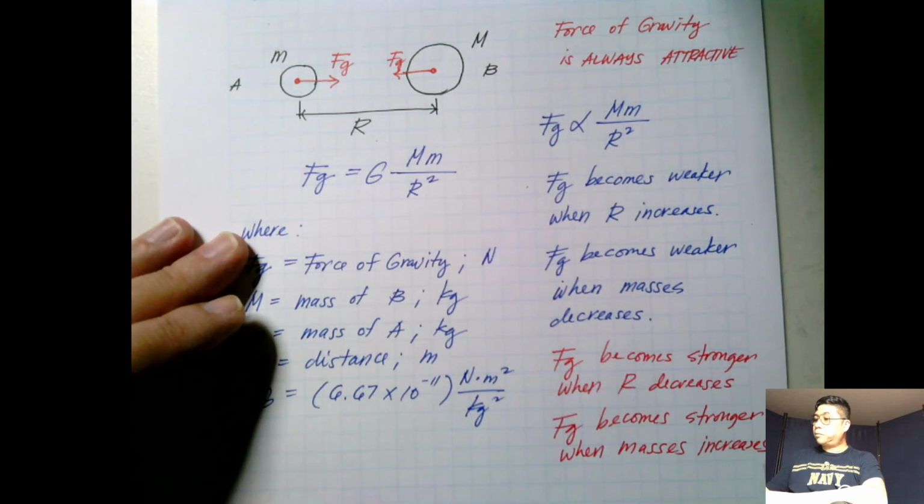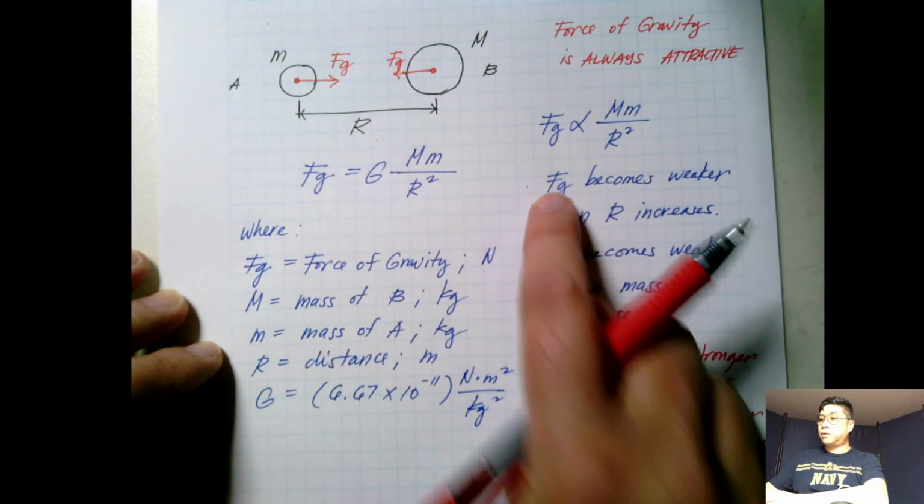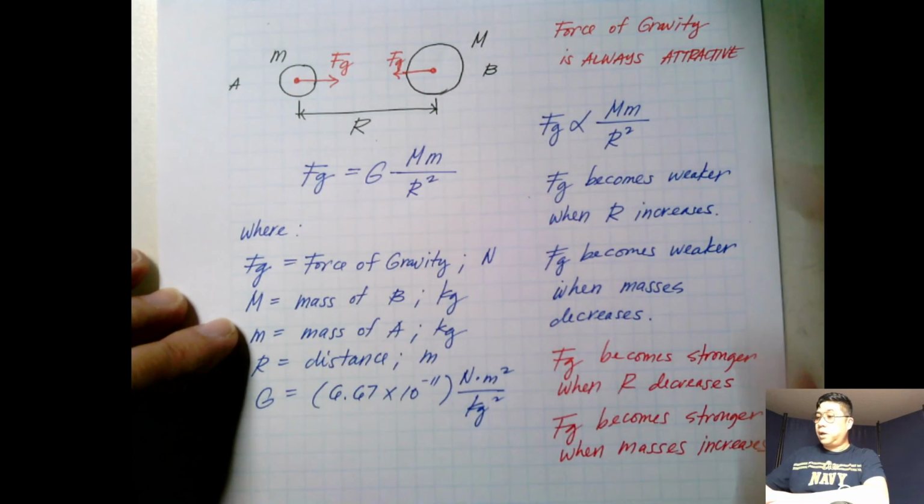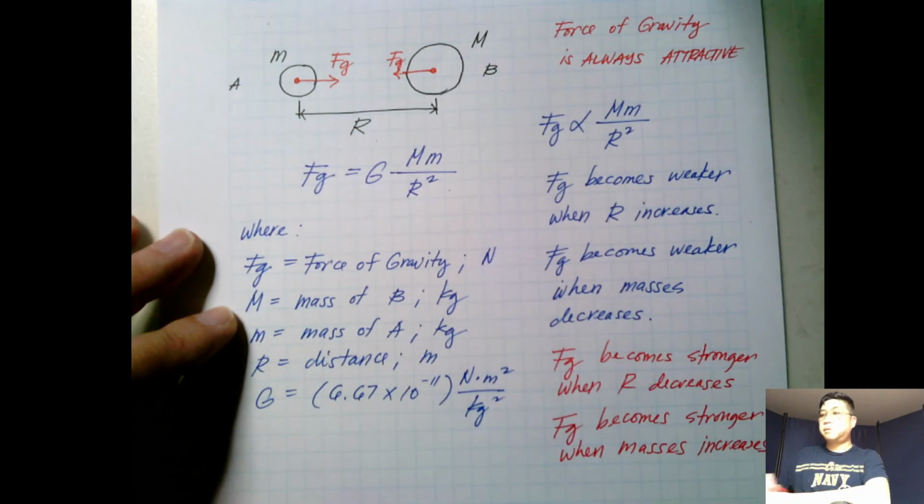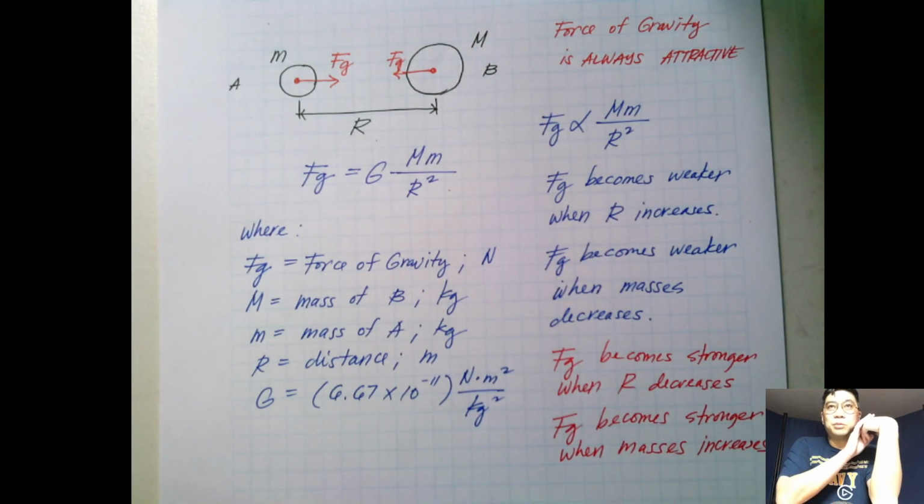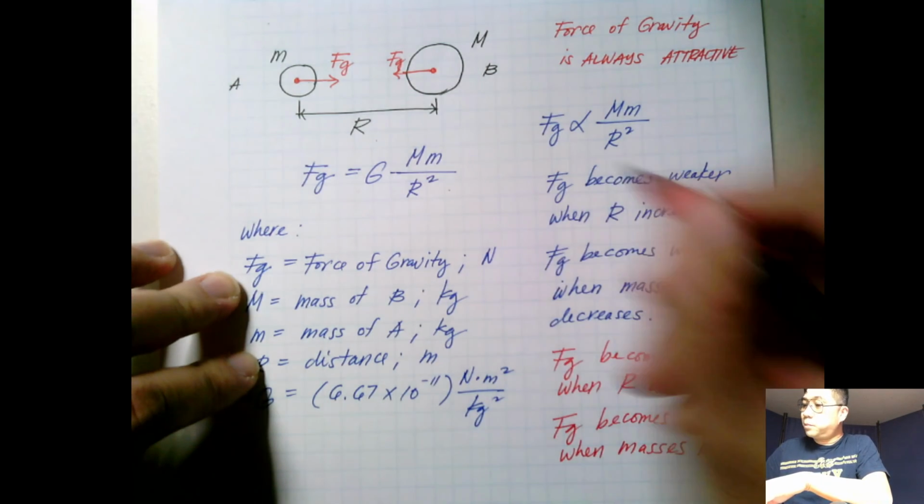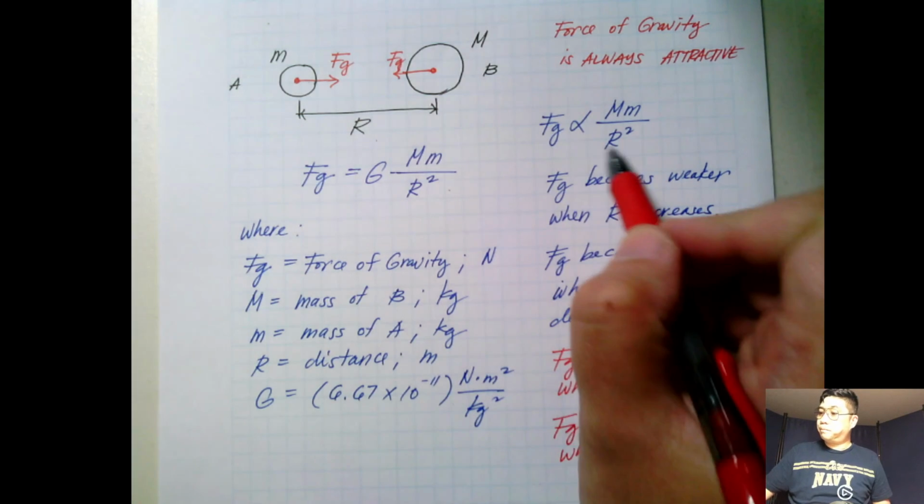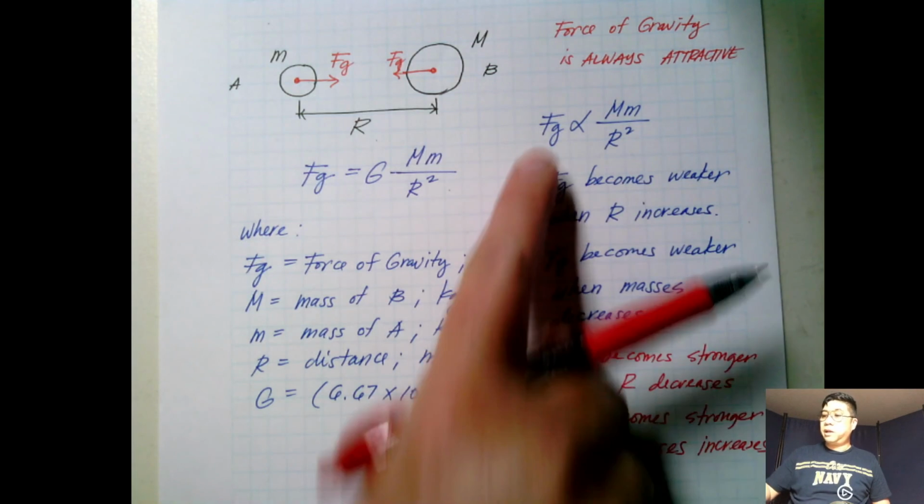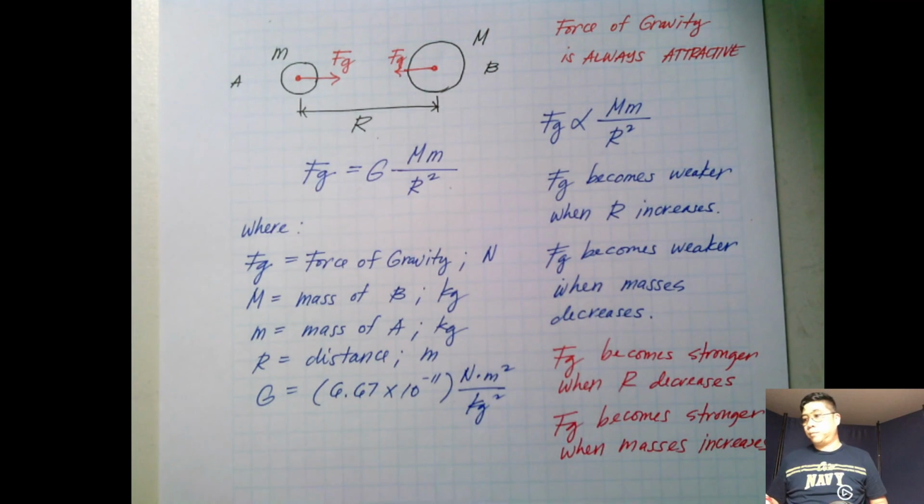Basically, the mass is directly proportional to your force of gravity, which means that if you increase the mass, your force of gravity will increase, while the distance between the two bodies is inversely proportional to your force of gravity. This means that when you increase your distance, the force of gravity becomes smaller. In the next video, you will see some applications and examples of how to use your force of gravity equation.